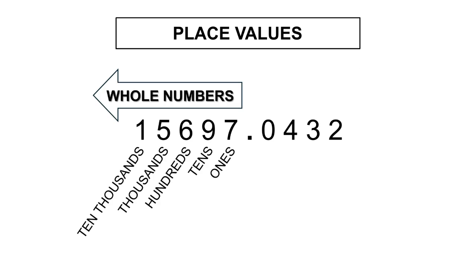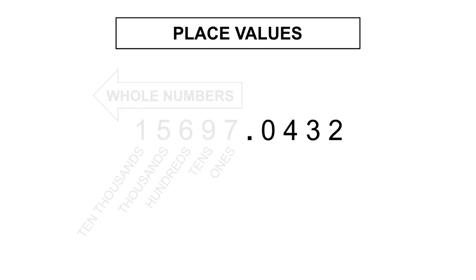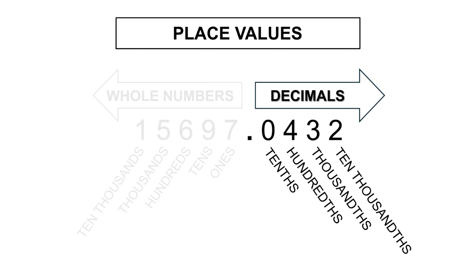So in this video, we're going to cover rounding decimals. Most of us are used to the whole number place values and their names move to the left: ones, tens, hundreds, thousands, 10,000s, and so on. Decimal place values, on the other hand, their names move to the right, and they follow a similar pattern except with THS: tenths, hundredths, thousandths, 10,000ths, and so on.